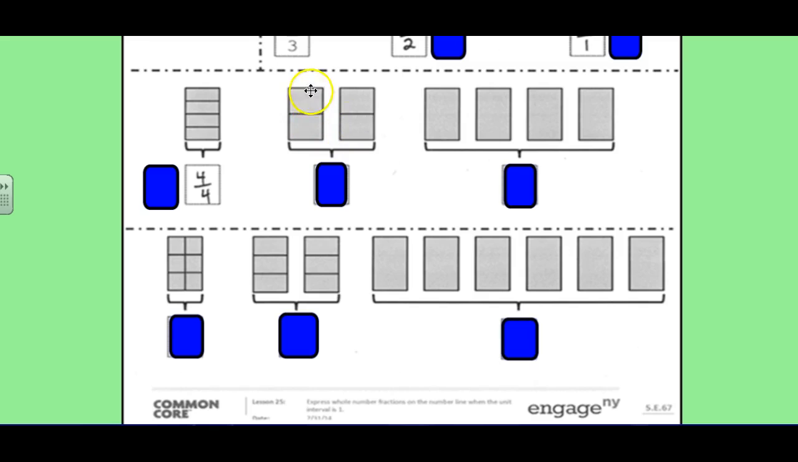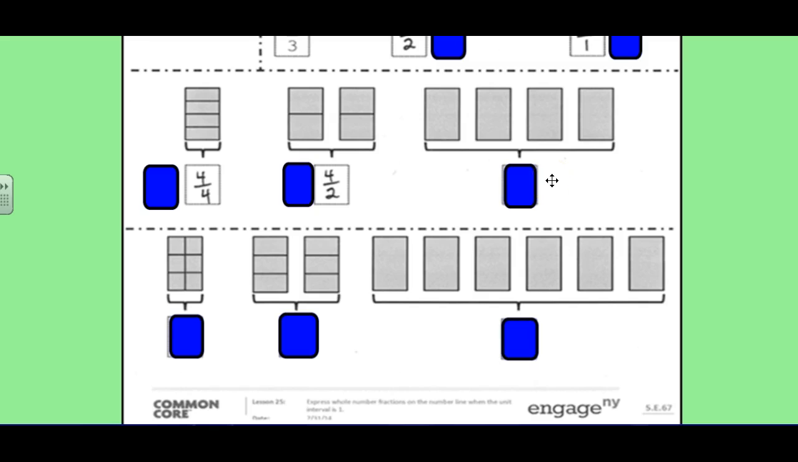Moving on to this one, I see that this rectangle has 2 equal parts and this rectangle has 2 equal parts. So that tells me that the denominator is going to be 2. And whenever I count how many parts are shaded in all, there's 2 shaded right here and 2 shaded right here, so that's 4 altogether. So the fraction for this model is 4 halves, which is also equal to 2.